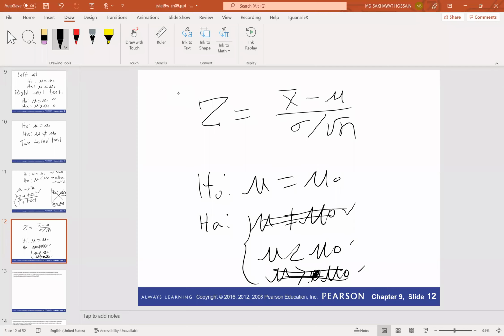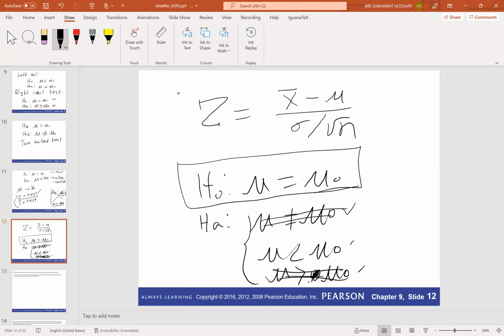So in the null, we are assuming that mu equals mu 0. This is our assumption; we are assuming this is true. Now we'll test based on our data. Based on our data, we will calculate the test statistics, and based on the test statistics, we'll make our decision. In this test, we can have two decisions: either we reject the null hypothesis in favor of the alternative, or we fail to reject the null.